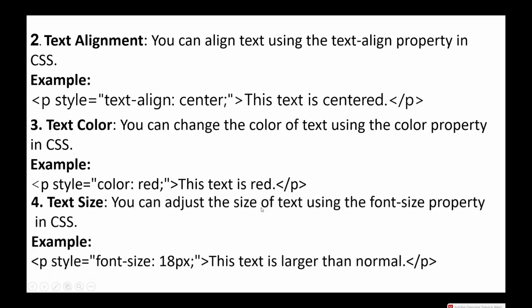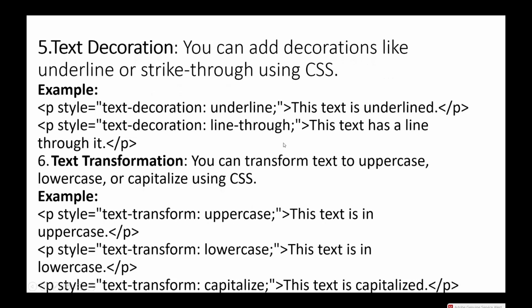Text size. You can adjust the size of your text using the font-size property, which you have to use in the style attribute of the starting tag, then the font-size property and its value according to your requirement. It will increase the size of this text. Text decoration. You can add decoration like underline or strike-through. This will make your text underlined or have a line passing through it. This is for underlining your text. This example is for passing a line through your text.